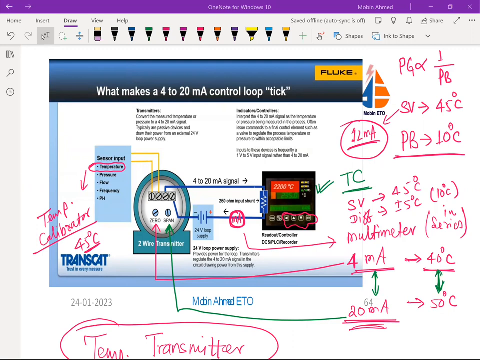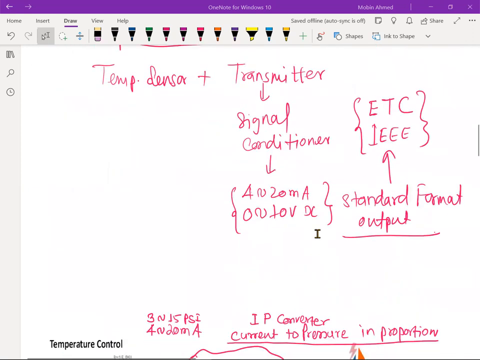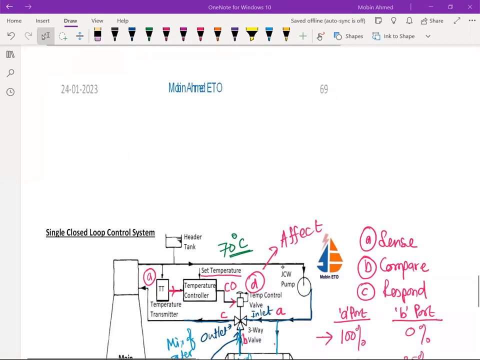There is a question in the chat. Disturbance means which is going to affect the process output. I will tell you what the disturbances are.